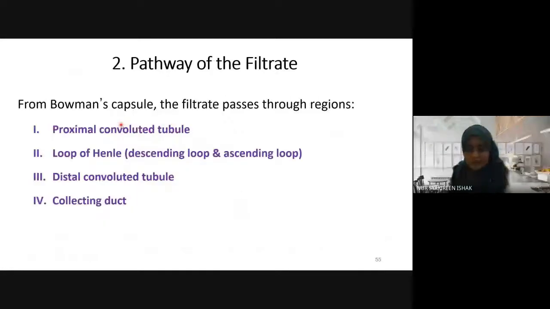Okay, so pathway of the filtrate. Ingat, filtrate is the term that we use for fluid that enters, starting from the Bowman capsule, along the proximal tubule, loop of Henle, distal tubule, and also collecting ducts that will become the urine later. Okay. So for the loop of Henle, it has two regions: descending loop of Henle and then ascending before it enters into the distal tubule.